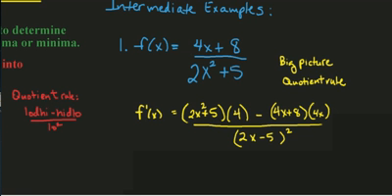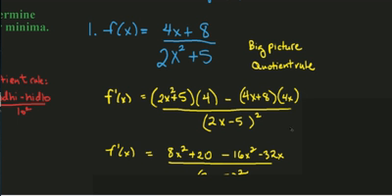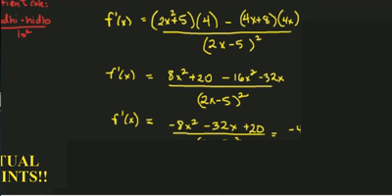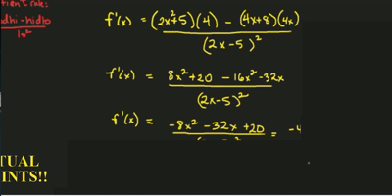Now the next step is to clean house a little bit. So if you distribute that 4 through and the 4x through, you should get this. And then after that, you can combine your like terms in the numerator to get this numerator over that denominator. Oops, that's a denominator. That's your first derivative. Now you've got to set the numerator equal to 0 to find your critical points.